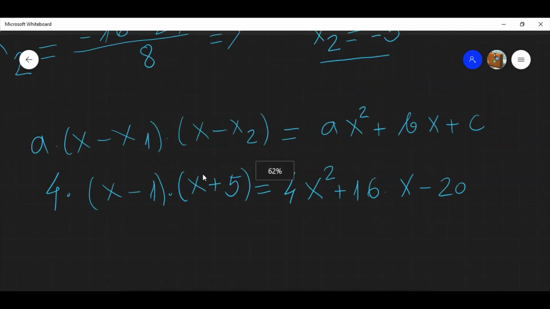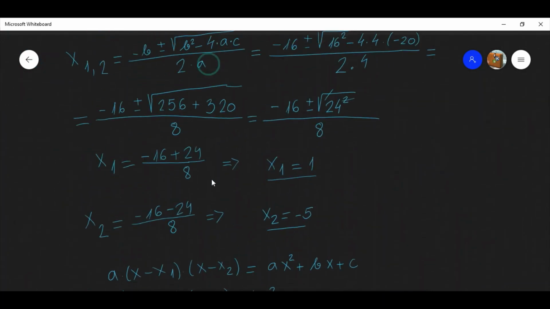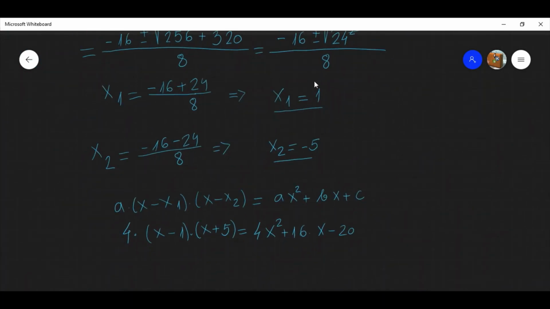To verify this, to check whether it is true, we can take this value of x, that is 1, and substitute it here in this equation, and it will be equal to 0.